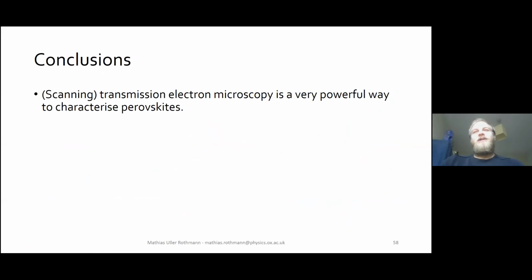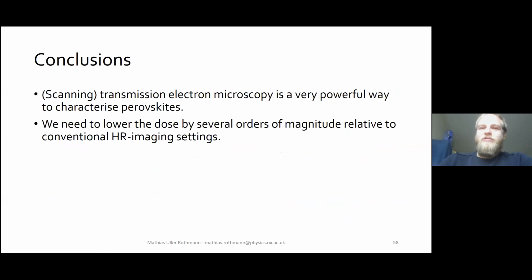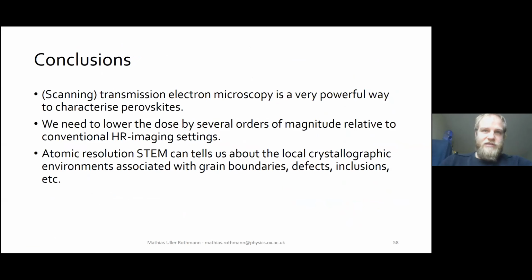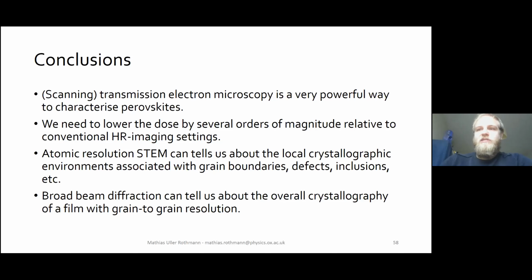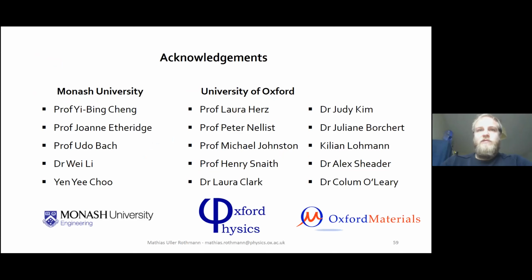So just to conclude, electron microscopy in general is a very, very powerful way to characterize these perovskites. We need to make sure that our dose is lowered by several orders of magnitude relative to what you would typically do for other high-resolution imaging settings. Atomic resolution STEM can tell us a lot about this local crystallographic environment, so grain boundaries, defects, material inclusions, all kinds of other things. And we use diffraction studies. We can talk about the overall crystallography of the film with grain-to-grain resolution. And we can correlate this with device performance, which is very, very cool.